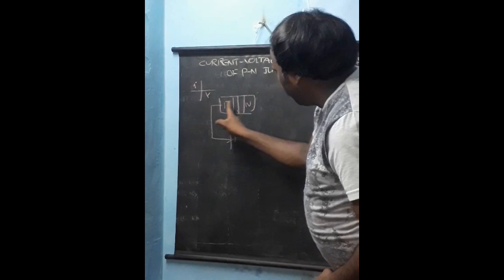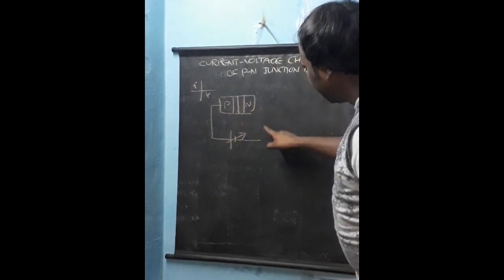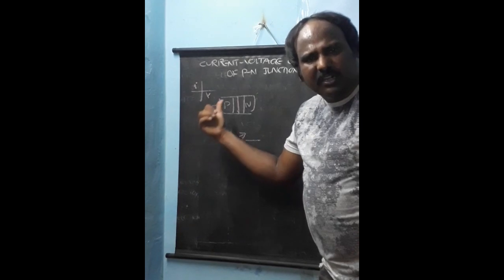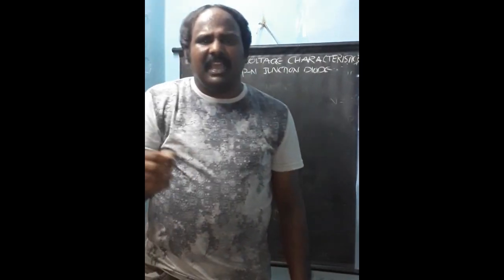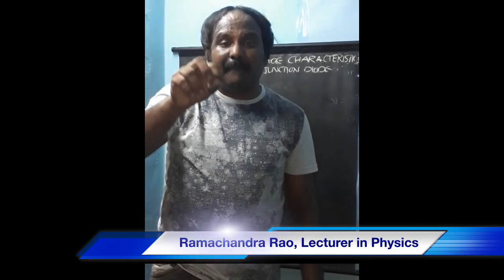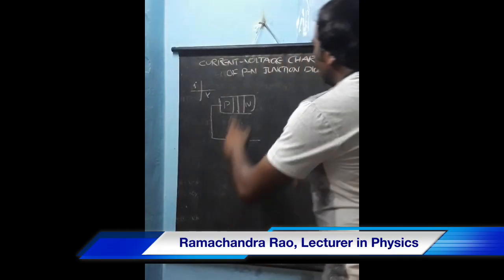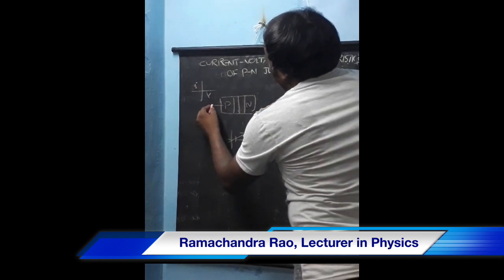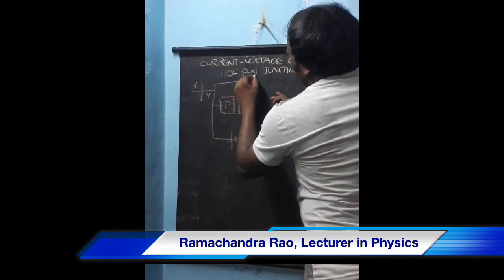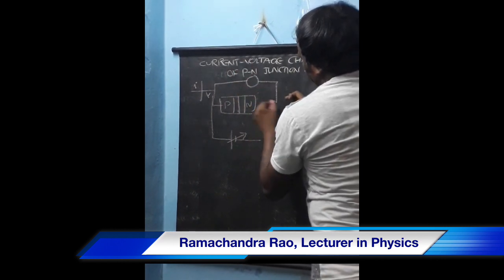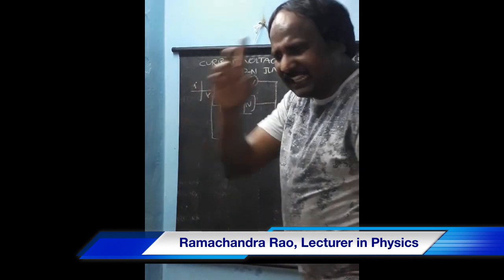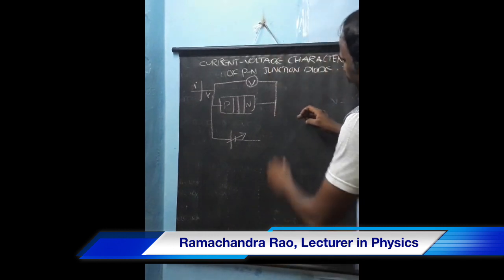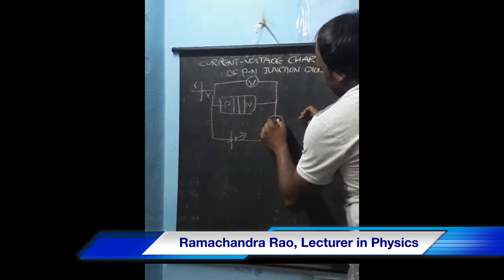So P is connected to the positive terminal and N is connected to the negative terminal. It is forward bias. Now you have to measure current and voltage. Already we discussed, in forward bias, current is measured in milliamperes. So to measure voltage, we are going to connect a voltmeter. And to measure current, being forward bias, you should connect a milliammeter.